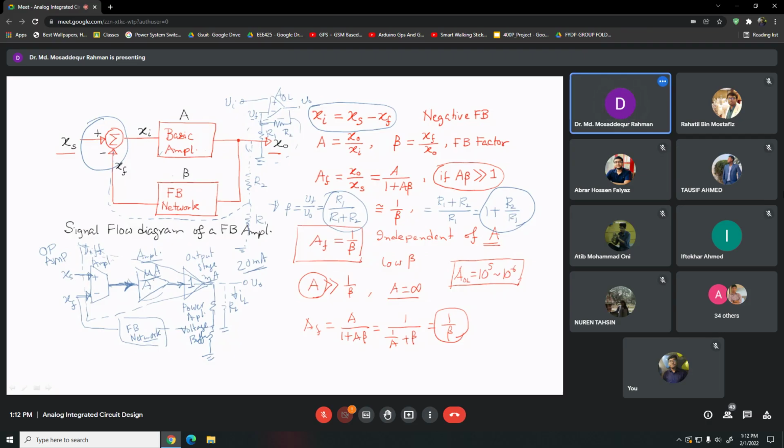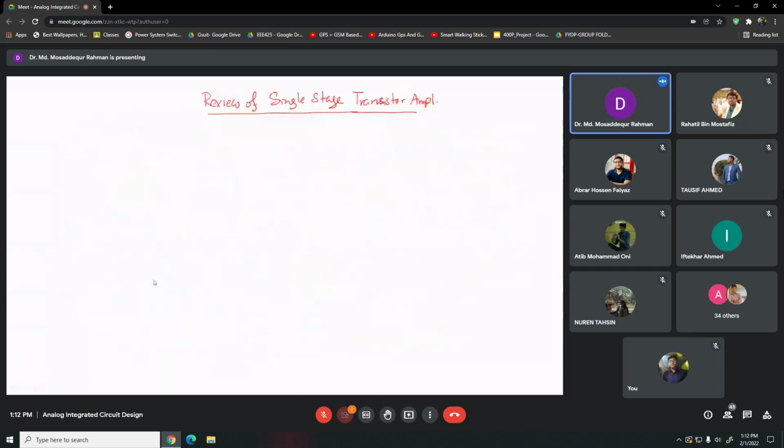So that is the beginning of our analog integrated circuit, and probably the most popular and useful analog IC chip. So now we start our review of the single stage transistor amplifier.